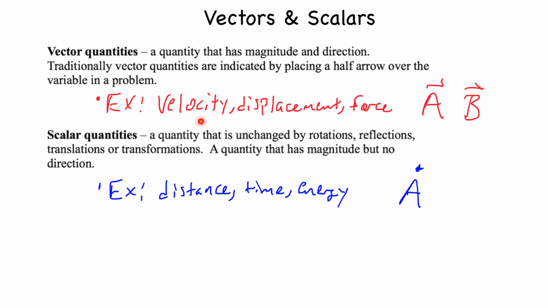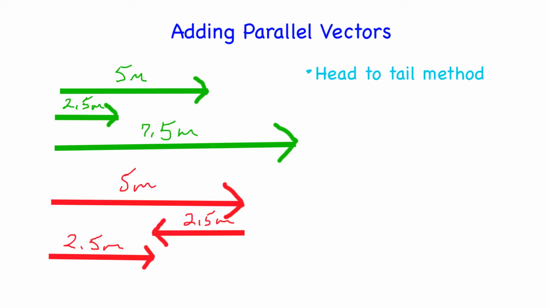Examples of a vector would be velocity, displacement, or force, and scalars, distance, time, and energy. There's obviously a bunch more for both of those, but that's just a good example. Parallel vectors can be added to each other using the head-to-tail method, or sometimes it's called the tip-to-tail method, depending on which book you look at. So I call it the head-to-tail method because that's how I learned it.